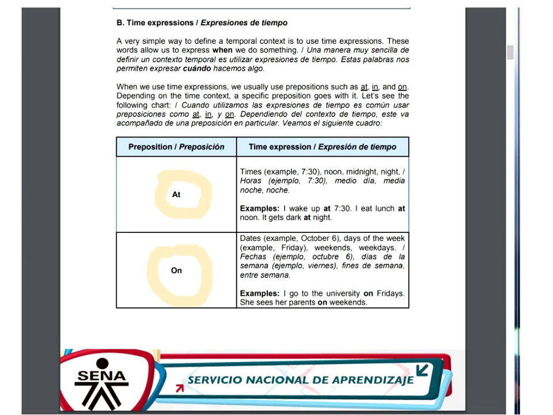Then we have the time expressions for the present tense. We have the preposition at and the preposition on, and the specific uses and examples. I use at when we talk about the hour, and I use on for dates, weeks, days of the week, and we have the examples here.